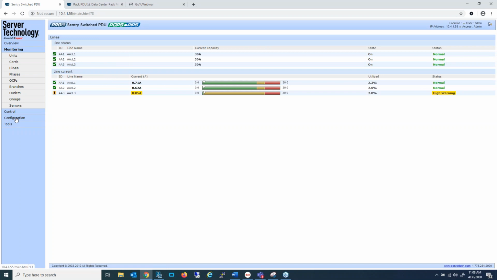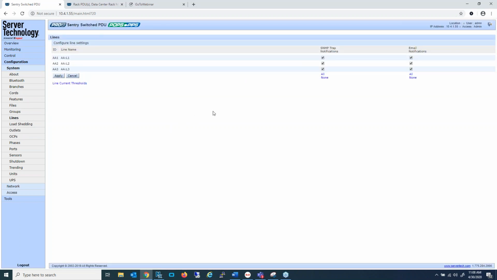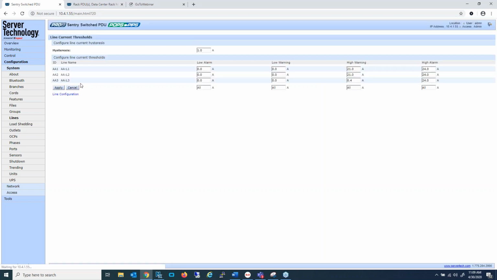Okay, for setting thresholds, you need to go to configuration. And then we're looking for line thresholds, so we're going to click on lines. Okay, for those of you that attended last week, the initial page that comes up, over on the right, is where you can choose whether or not events relative to line current will notify you by SNMP trap or email. What we want to click on next is the line current thresholds. And now we're looking at the web page where you can configure the thresholds for each line.